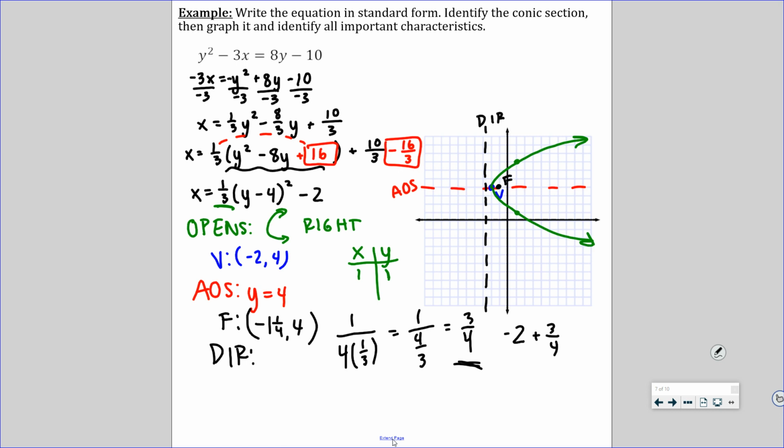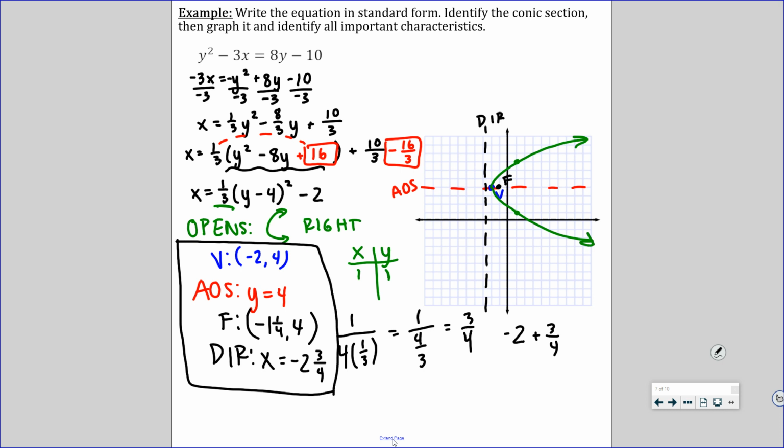Who wants to give me the equation for the directrix? x equals -2 3/4, or x equals -11/4. Right? Yes, -11/4.